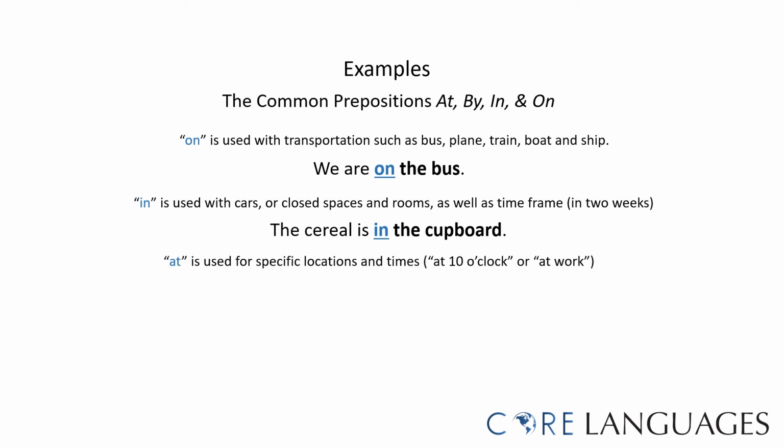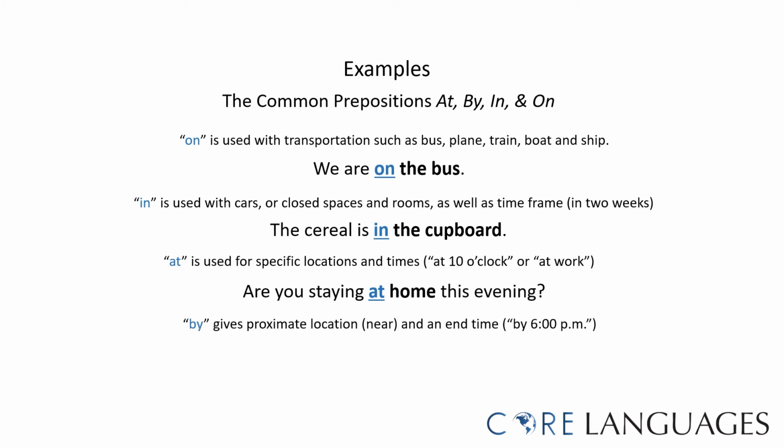At is used for specific locations and times. For example, at 10 o'clock, or at work. Or, are you staying at home this evening? By gives proximate location. And we can also use by for an end time. For example, by 6 p.m., or no later than 6 p.m. Or I am waiting by the entrance.